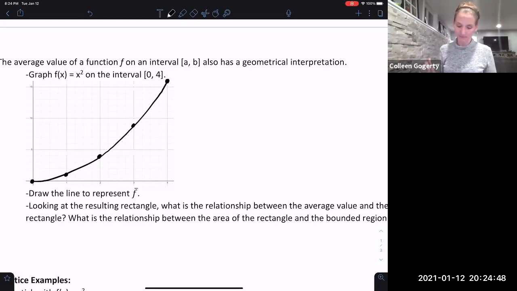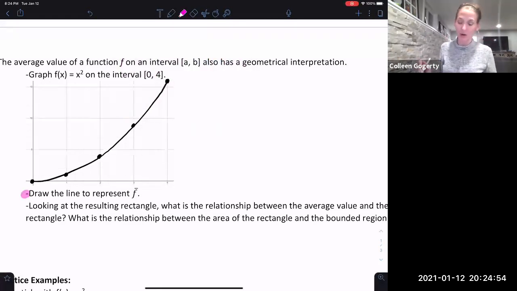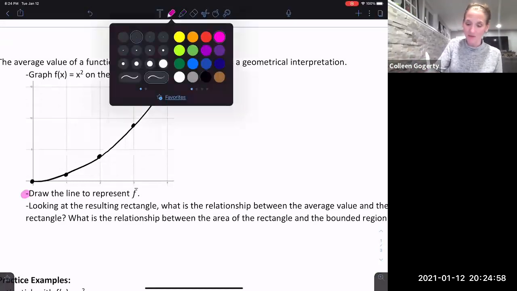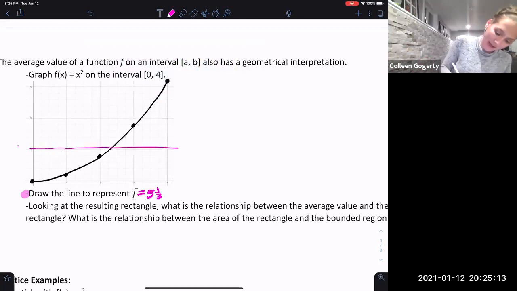All right, moving along, it's asking us to draw the line that represents f bar, the average value of f. Keep in mind that the average value of f was 5 1/3. So we're going to have to do the best we can on this. 5 1/3 basically is right along here. So this line is our average value.